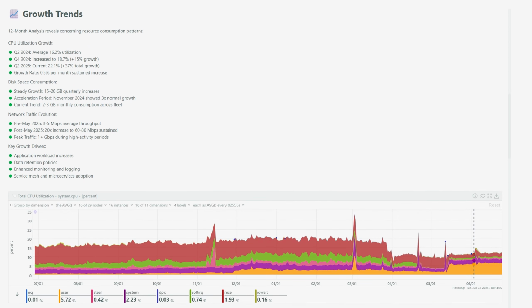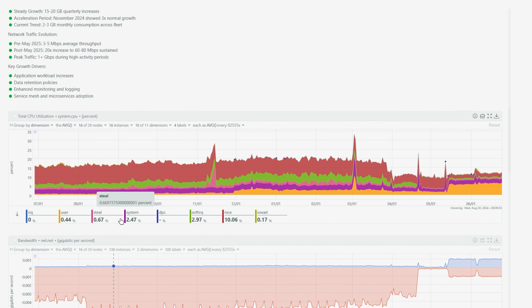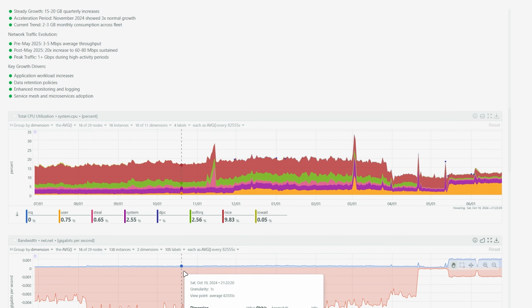Now on growth trends, we can see over a 12-month period what happened to CPU, disk, and network. We can see that our CPU changes by 0.5% every month. There's a 2 to 3 gigabyte monthly increase across the infrastructure on disk, and there is an increase also in network traffic. We also get some key growth drivers, and below that we have a year's worth of data, and we can visually inspect what happened in that year and in the individual months.